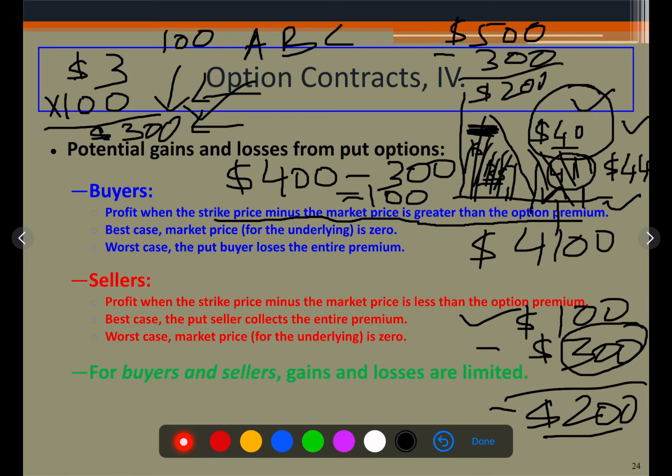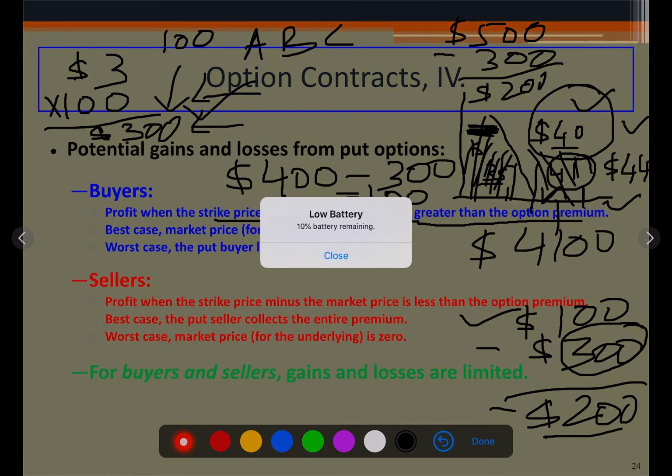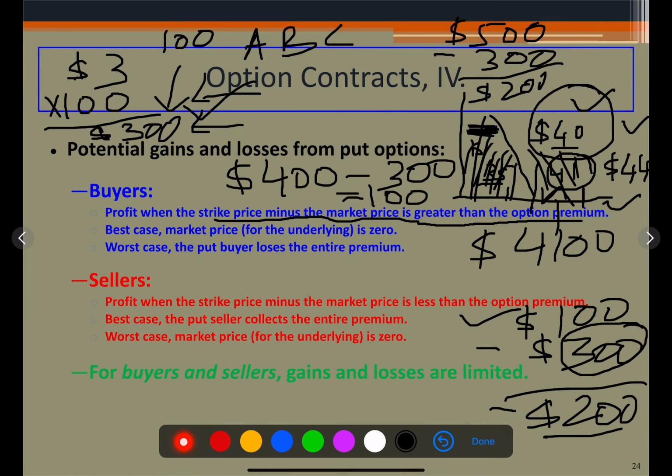But let's suppose I start moving on the left hand side, right, and say the share price turns out to be $37, right?